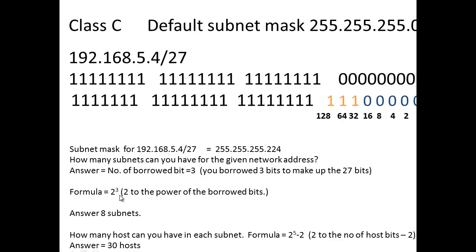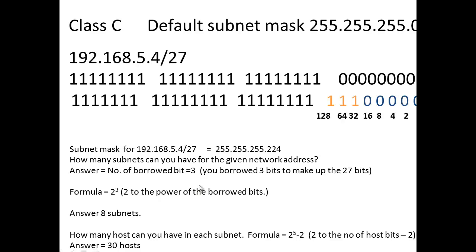So say 2 to the power of the bits borrowed. If you had your scientific calculator, 2 to the power of 3 would give you 8. So we can safely say that if we have this network address 192.168.54/27, we can divide this network address into 8 subnets.